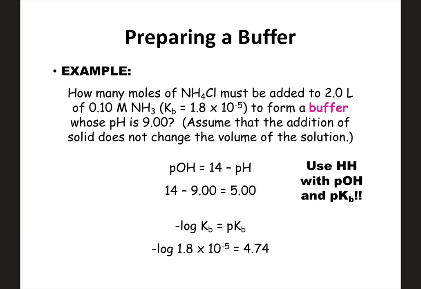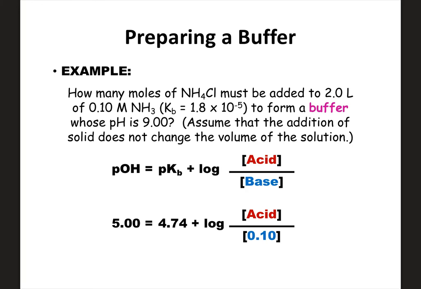But notice here, they gave us the pH in the problem. So you would have to do 14 minus the pH to get the pOH, and the pOH is 5. Also, you're going to need to get the pKb in order to do the problem. They gave us the Kb. We know that the negative log of Kb is equal to the pKb. So when you do the negative log of the Kb, you get 4.74. Now we're ready to take this information, plug it into our Henderson-Hasselbalch, and go from there.